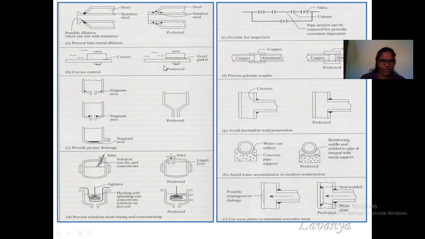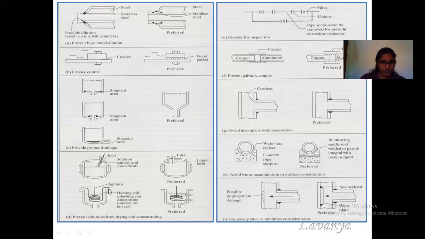This is the preferred one. And another type is wherever the structures have sharp edges like this or like this, or as shown in this figure, these areas are stagnant areas. If we use these types of containers for any chemicals, there is a chance that the chemical may be stored in that particular area, and it may lead to corrosion. Instead of these structures, we can go for this type of shape where the corrosion can be prevented.